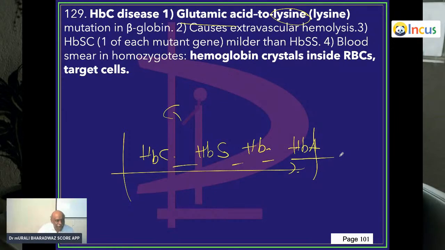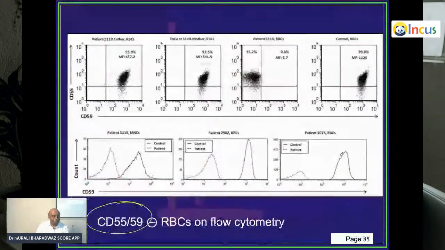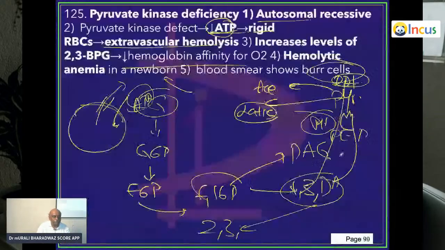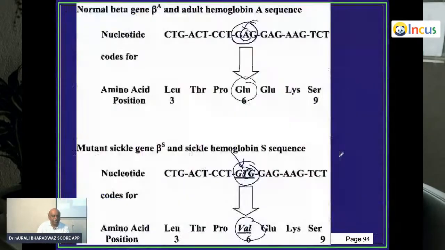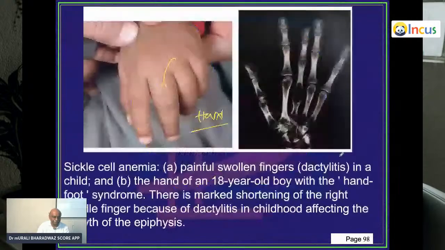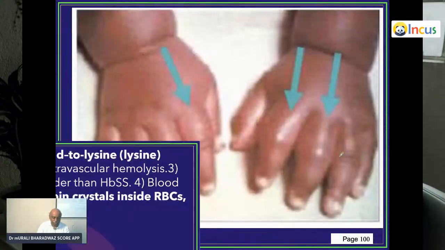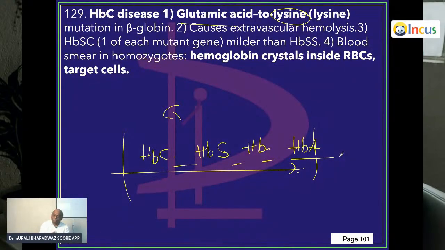This is how we'll do it. Last 2 months we'll enjoy. Once the first round is done, then next is all recall. Bhajan program. So, doctor, glutamate to lysine is HbC. And HbC leads to extravascular hemolysis only.